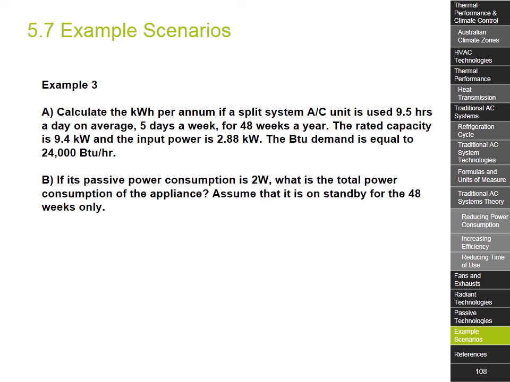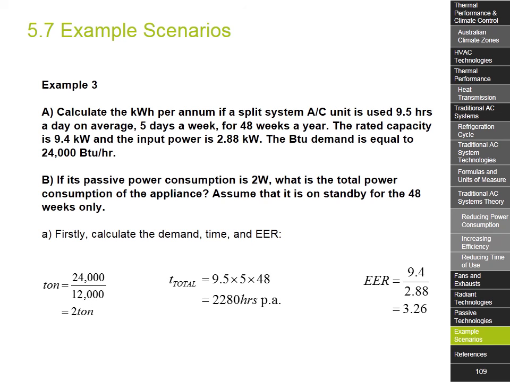Example 3. A. Calculate the kilowatt hour per annum if a split system air conditioning unit is used 9.5 hours a day on average, 5 days a week, for 48 weeks a year. The rated capacity is 9.4 kilowatts and the input power is 2.88 kilowatts. The BTU demand is equal to 24,000 BTU per hour. B. If its passive power consumption is 0.5 watts, what is the total power consumption of the appliance? Assume that it is on standby for the 48 weeks only.